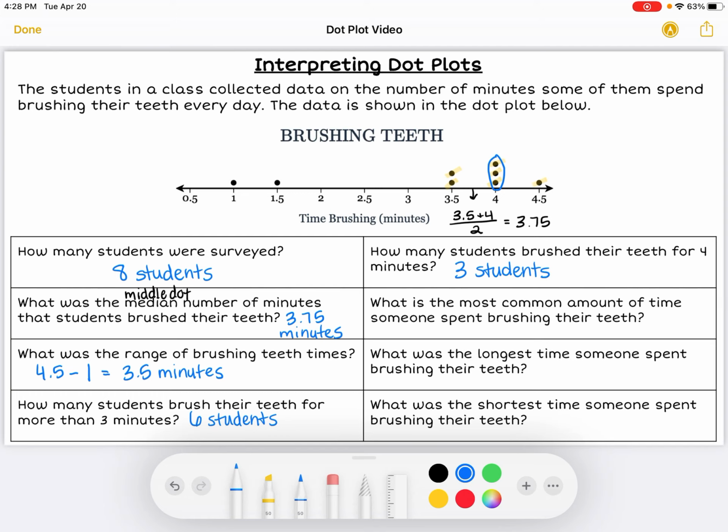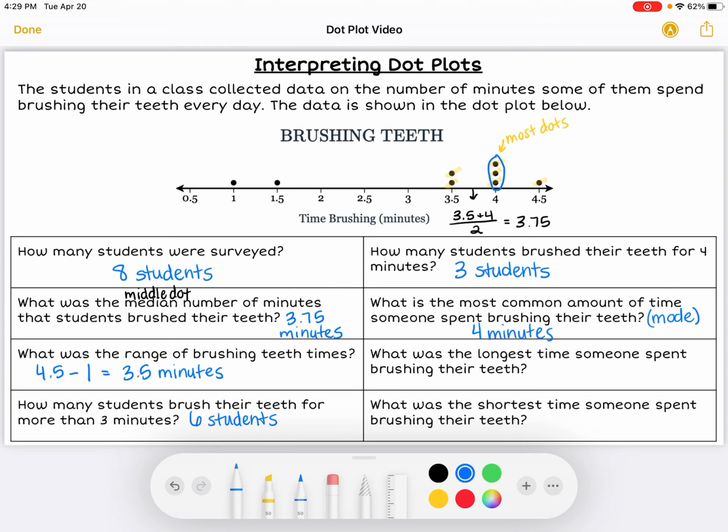The next one says, what is the most common amount of time someone spent brushing their teeth? So for the most common, I'm going to be looking for which number has the most dots. Which one has the tallest column of dots? Well, I can see that 4 has the most dots. It's the only one that has 3 dots, and none of them have more than 3 dots. So 4 minutes was the most common amount of time. This is actually called the mode. When we talk about the most common, we'll talk about that more later, but the mode is where we see the most of the data.